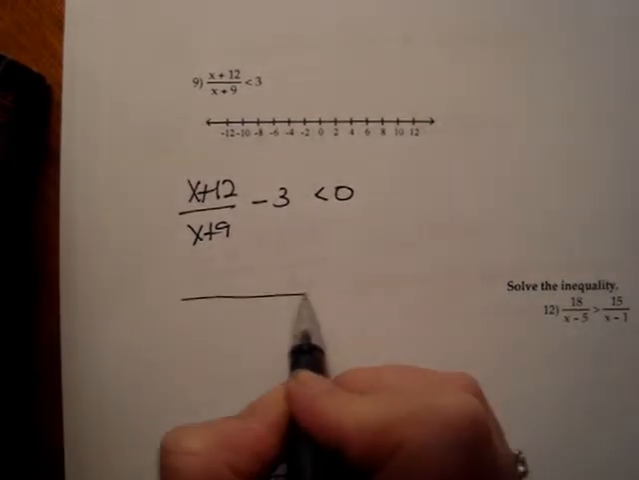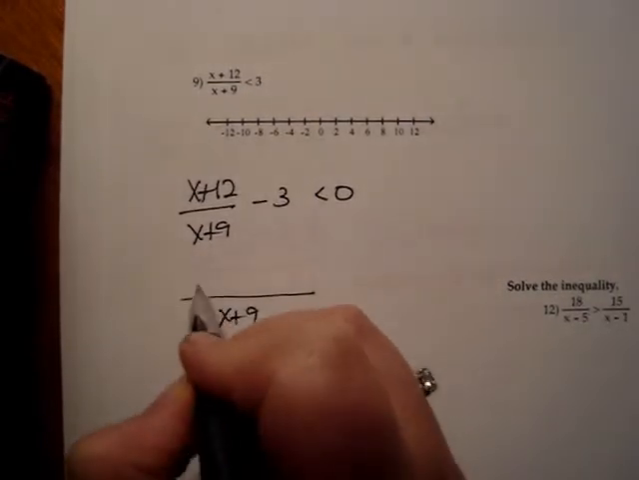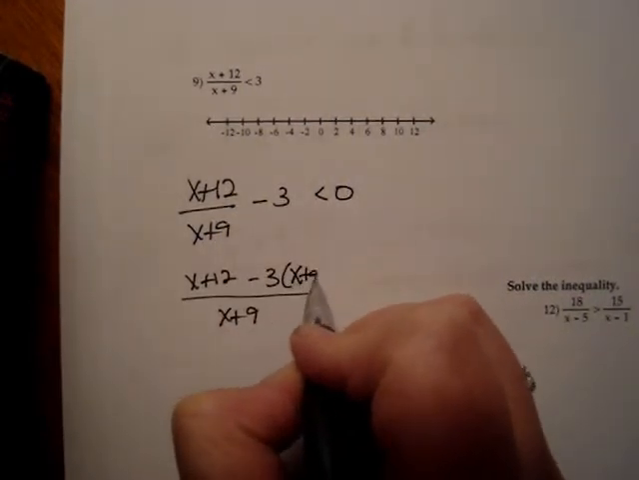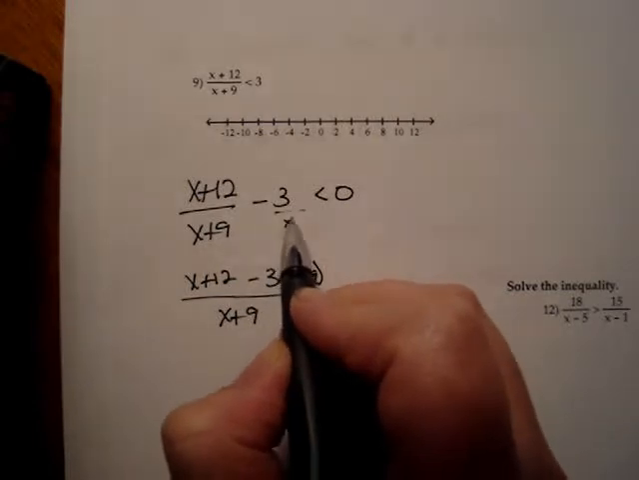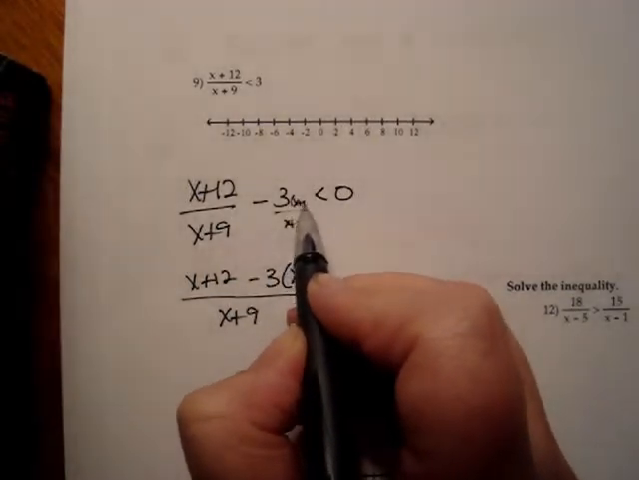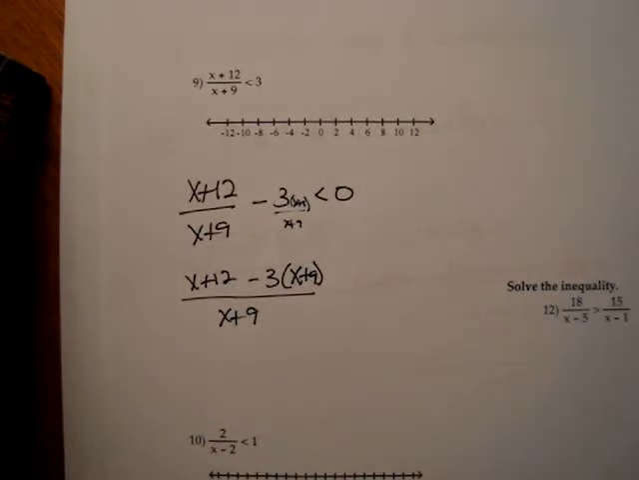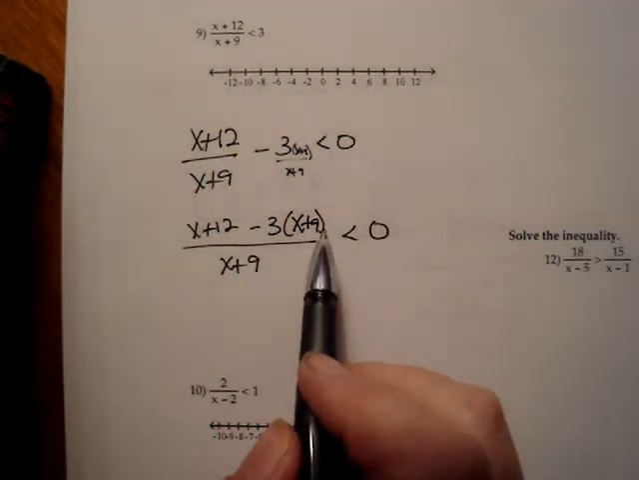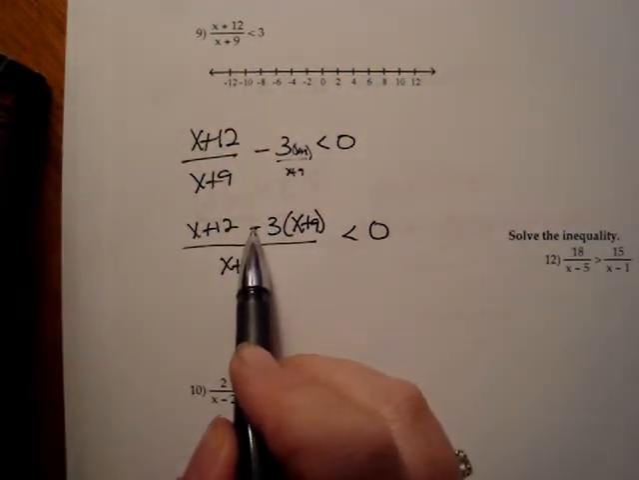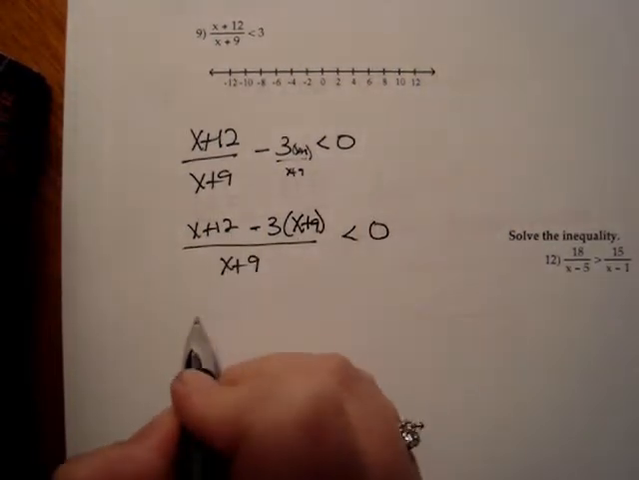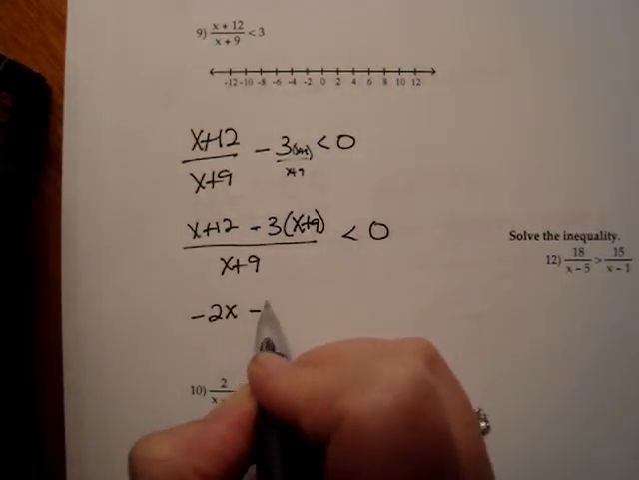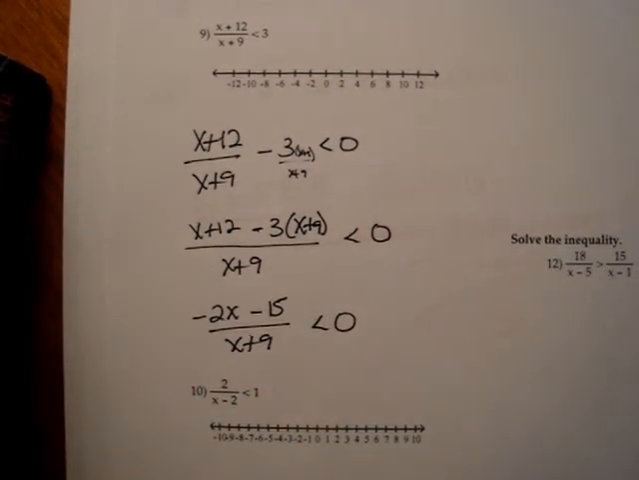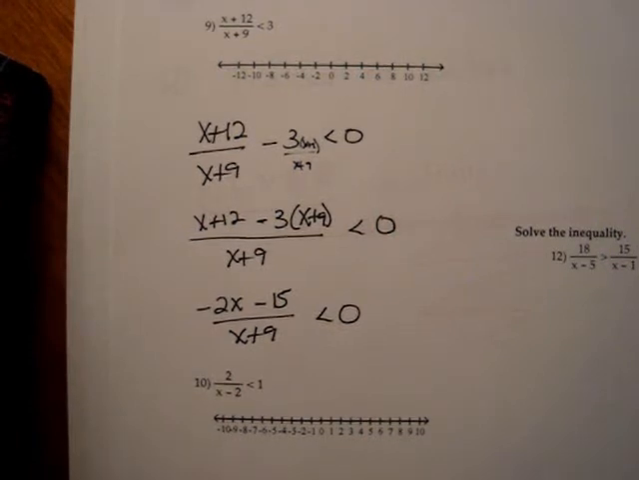So, make one big fraction bar, x plus 9. I had an x plus 12 to start with. Minus 3, I had to multiply that by (x plus 9) over (x plus 9), right? That's still less than 0. Now, distribute your negative 3. Don't forget to take the negative. And you'll have to believe me when I tell you that you end up with (negative 2x minus 15) over (x plus 9) is less than 0. So that's what you should end up with.